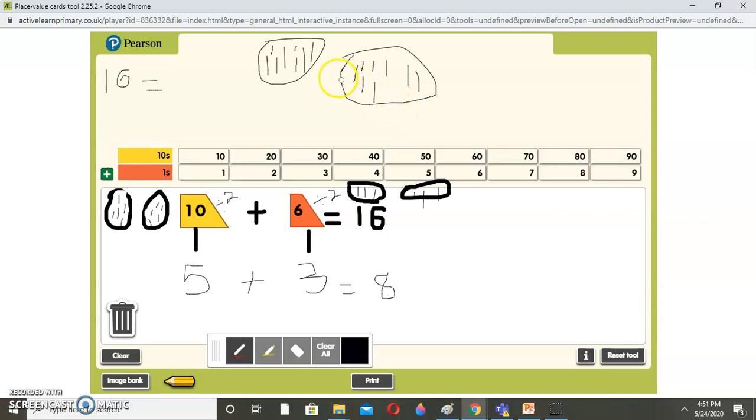So let's count: 1, 2, 3, 4, 5, 6, 7, 8. So half of 16 is 8. Half of 16 is 8. Okay, so that's it.